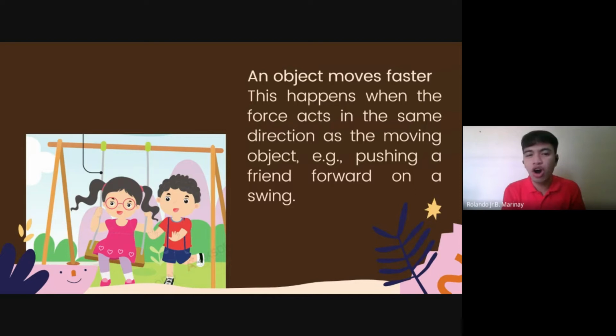Next one, an object moves faster. This happens when the force acts in the same direction as the moving object. For example, pushing a friend forward on a swing. Do you play on the swing? Okay, when you're pushing your friend, right? Okay, the swing is moving faster. The swing is swinging faster because you push it to the same direction where it moves. So you're adding the force that is already there. Okay, you're increasing the force. Therefore, it increases the speed as well. Okay.